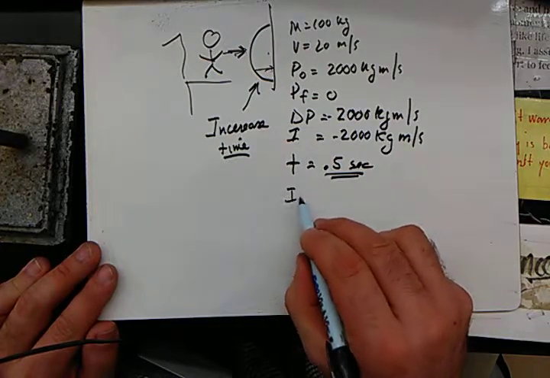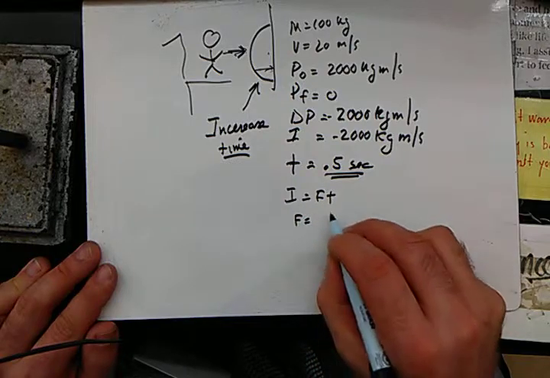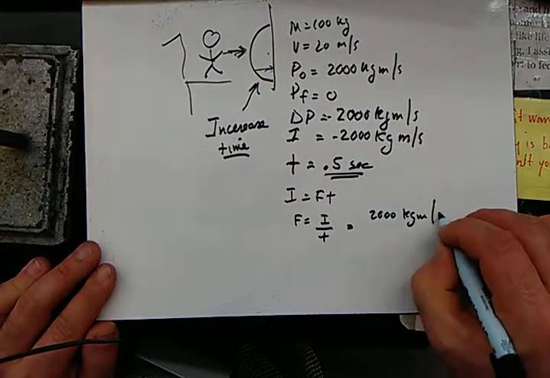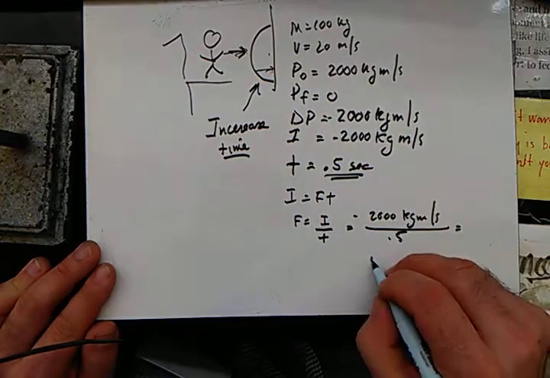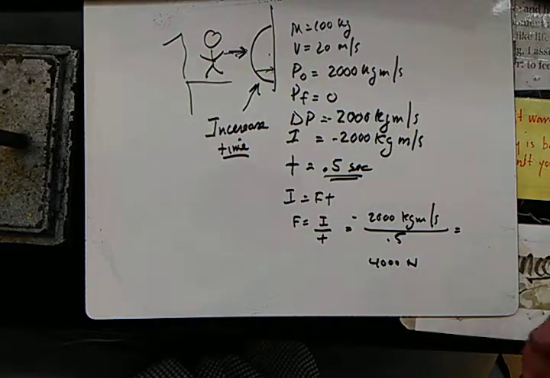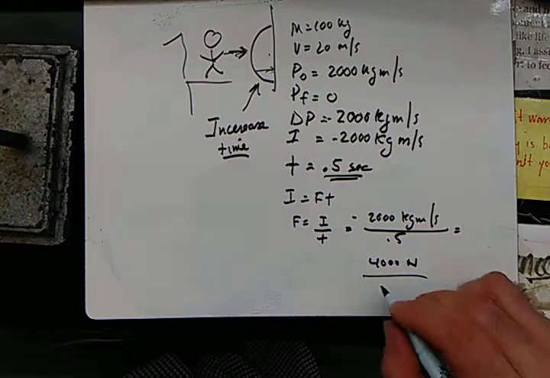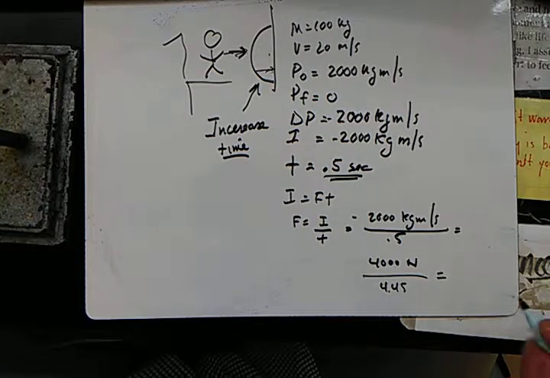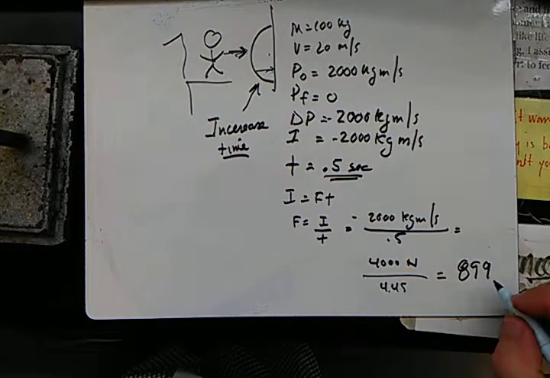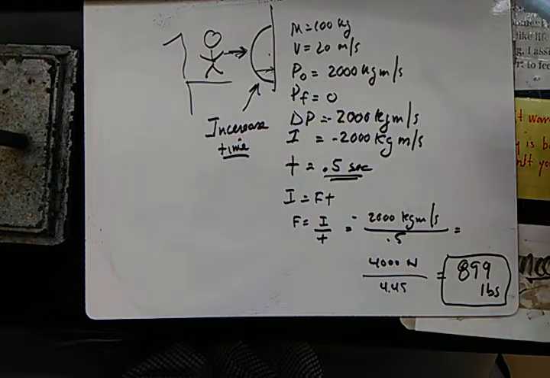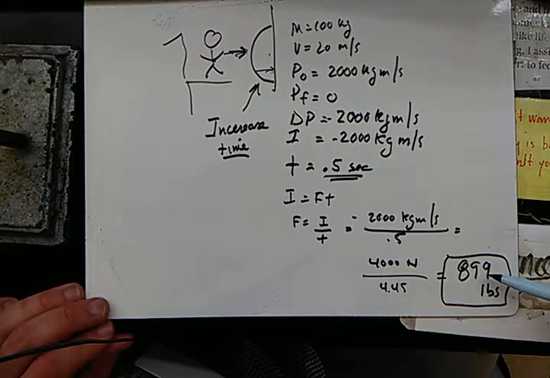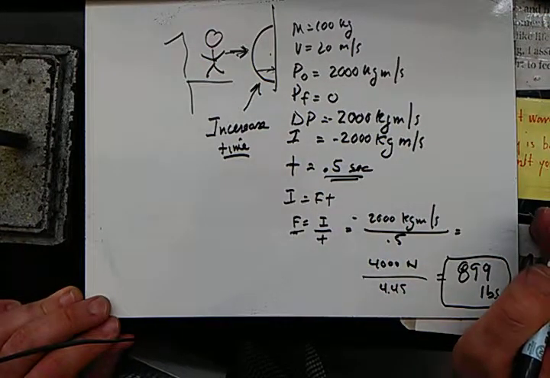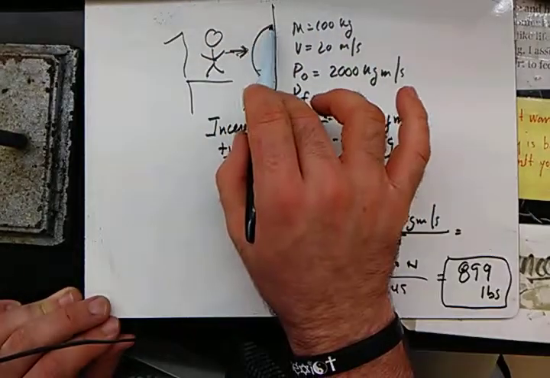Because impulse is force times time, and force is impulse over time, the force is 4,000 newtons. Now that's a huge difference. Let's figure out what that is in pounds. Okay, so look what we've done. We have decreased the amount of force felt on this poor guy by quite a bit. Now he's feeling 900 pounds of force on his body. And this is if he doesn't have a seatbelt on, he just smacks into the airbag.